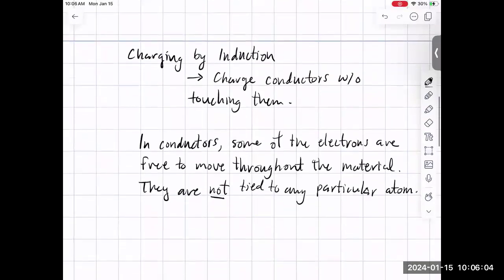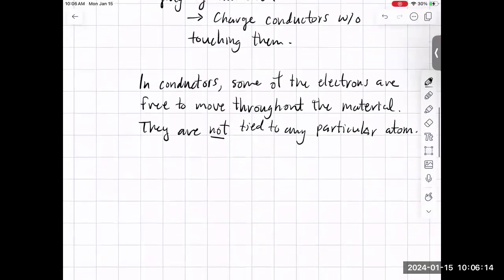Okay, so we're going to try to make use of that fact. And so here's the procedure. Discharging by induction is going to be, I think, a four-step process. We'll find out. So step A, the first step, is we're going to take two conductors that are not charged initially, and then we're going to place them in contact with one another.